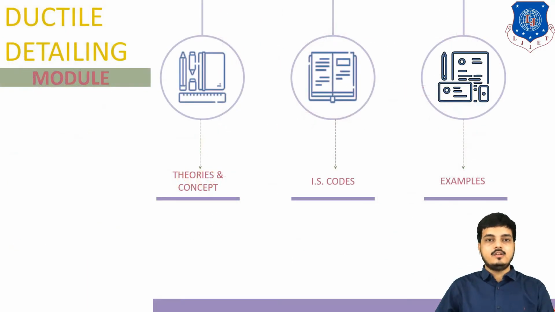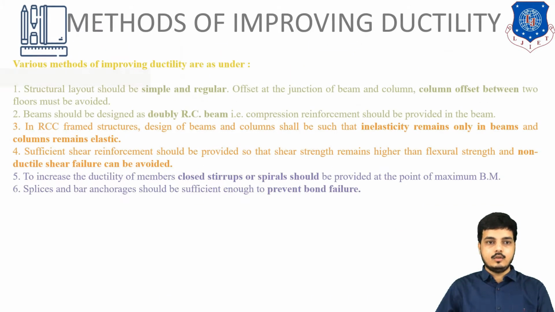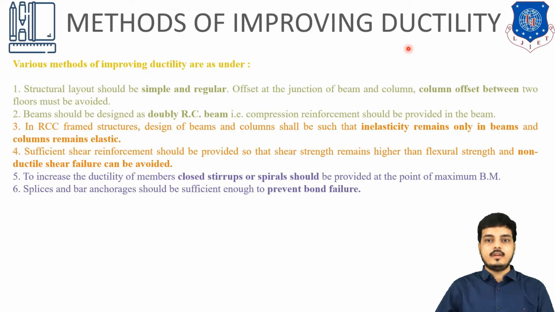Now in today's session we will be starting with the examples. Before that, let's have a look at methods of improving ductility. So how can we improve the ductility in a particular structure? These are the various points which need to be understood for improving ductility. The steps are related to what we have learned in the design philosophy module as well as in the ductile detailing module. Let's have a look at what it says.